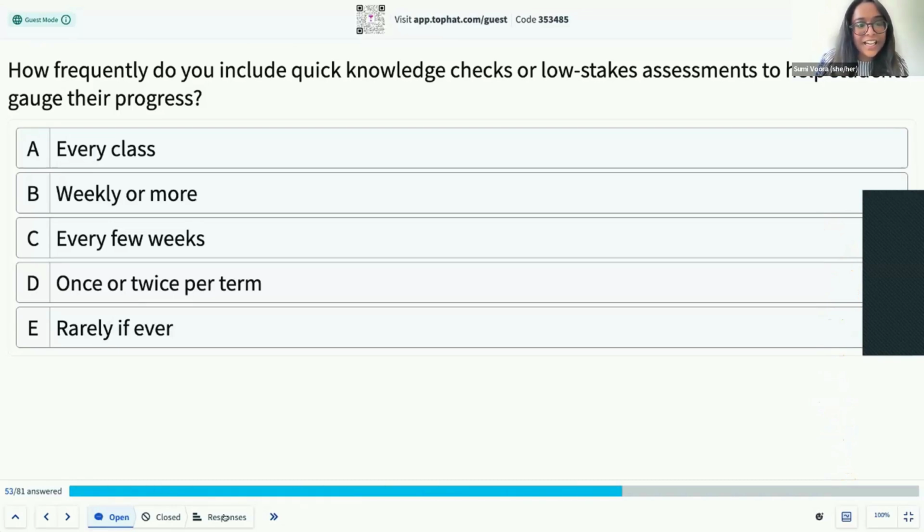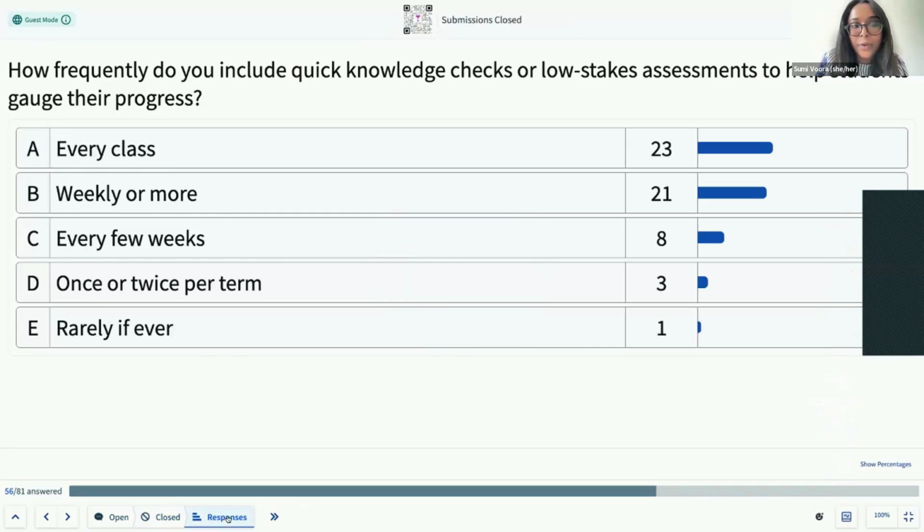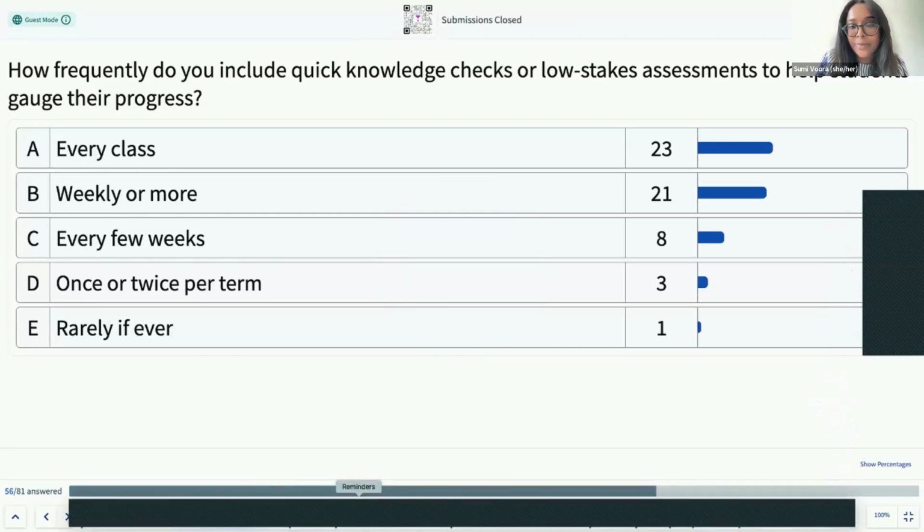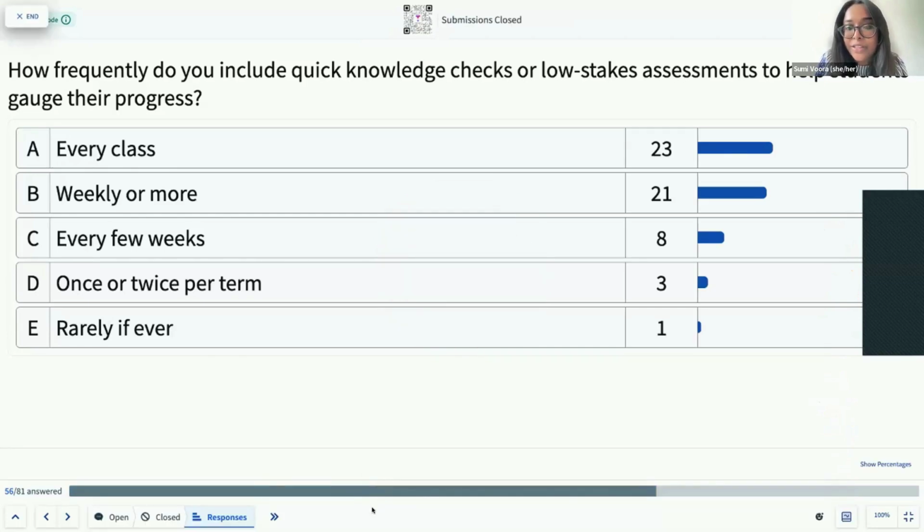Perfect. So I'm seeing a lot of variance here from every class to even every few weeks. But what's really great is the level of engagement. Perhaps we can take a quick look at these responses, and I want to ask you to keep thinking about how you approach the frequent assessment in your class as we think about this next question. But I'm happy to see that for most folks, there's some sort of check-in on a regular basis, even as often as every single class. But let's take a look at our next question.